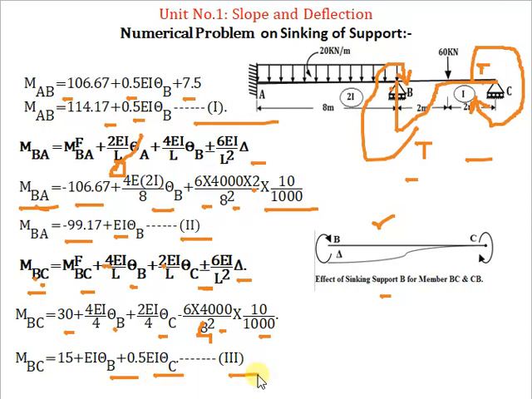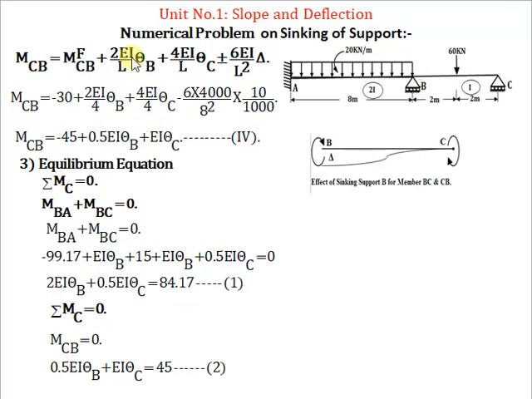Let's say equation number 3. Now let's find out MCB. It is equal to MFCB plus, now again here the first letter is C, so multiply theta C by 4, and the second letter is B, so multiply theta B by 2. So MFCB plus 2EI by L theta B plus 4EI by L theta C plus minus 6EI by L square into delta.